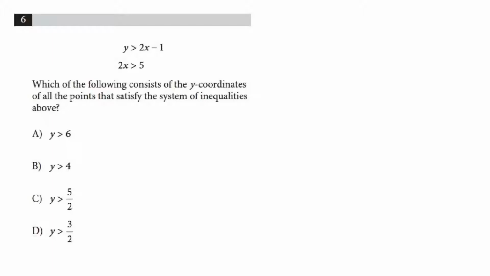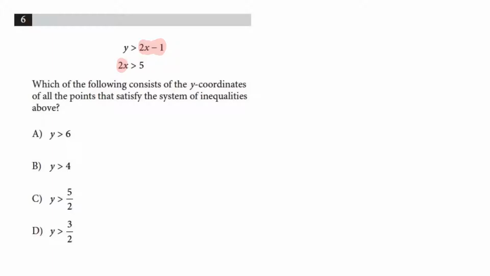Number 6. Y is greater than 2x minus 1, and 2x is greater than 5. Which of the following consists of the y coordinates of all the points that satisfy the system of inequalities above? Okay. Alright, well, let's see. We've got these expressions on this and this. Alright, they're almost the same.